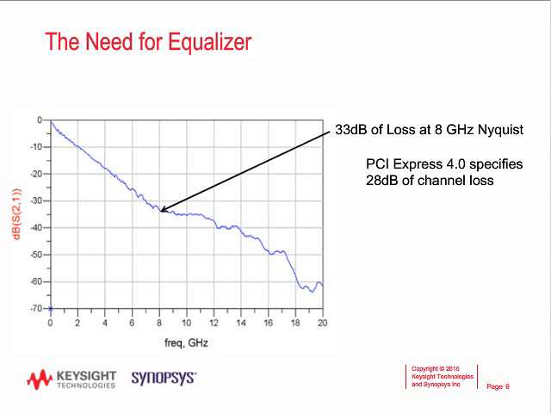To receive data reliably, the signal must be balanced, or equalized. That is, the lower frequency signal components need to be de-emphasized while the higher frequency signal components need to be boosted, or emphasized. The methods used to equalize the signal are feed-forward equalization, or FFE, continuous time linear equalization, or CTLE, and decision feedback equalization, or DFE.